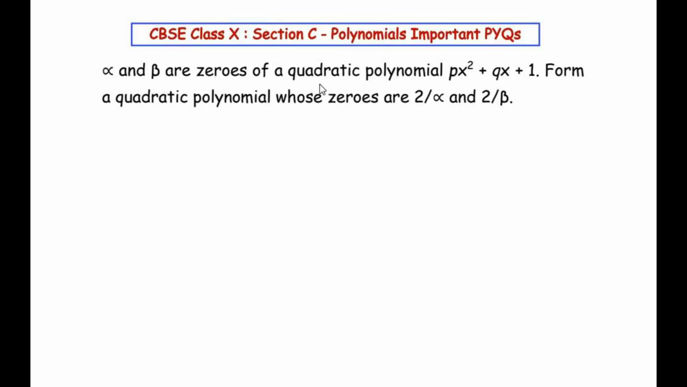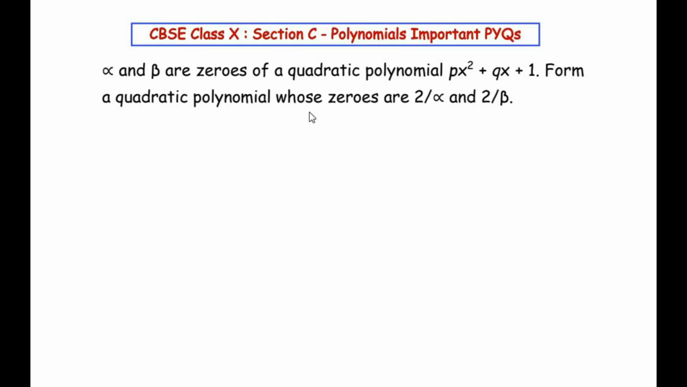Alpha and beta are zeros of a quadratic polynomial px squared plus qx plus 1. Form a quadratic polynomial whose zeros are 2 over alpha and 2 over beta. So let us try to understand the question first. Here it is mentioned that alpha and beta are the zeros of the given polynomial equation. So we have to form a quadratic polynomial whose zeros are 2 over alpha and 2 over beta.